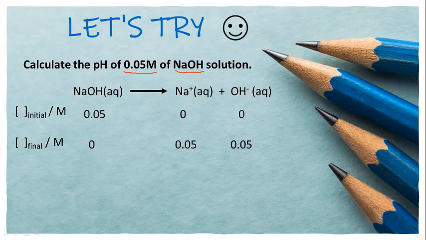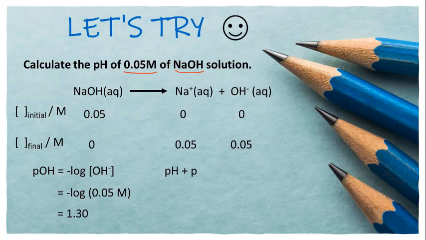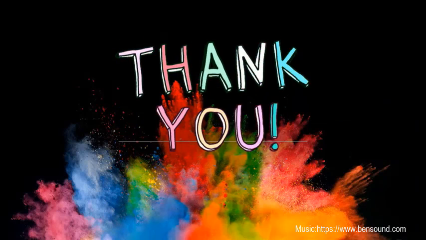So now we have the concentration of hydroxide ion, so we can use the formula pOH equals negative log concentration of hydroxide ion. Substitute the value into the formula and the pOH is equal to 1.3. To find the pH, we use this formula: pH plus pOH equals 14. Substitute the value of pOH into the formula and we get the pH is equal to 12.7. That's all. Thank you.